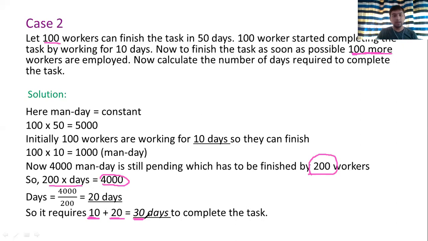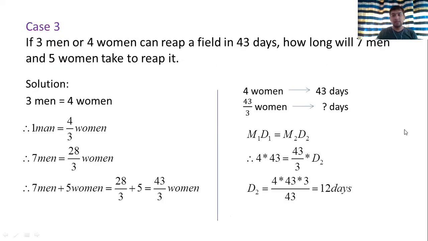So hope now you have understood this case number 2. This is very important. It's simply based on the man-day concept, but you have to find out the remaining work, and if more workers are employed, then you have to calculate the number of days. So initially 10 plus 20 is 30 days. Hope now you have understood this case. Now let us see case number 3.